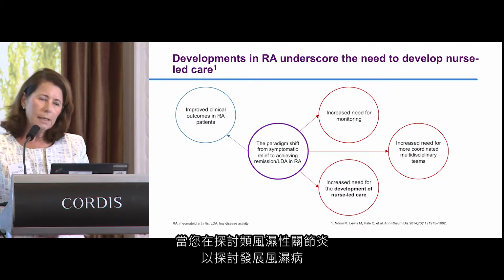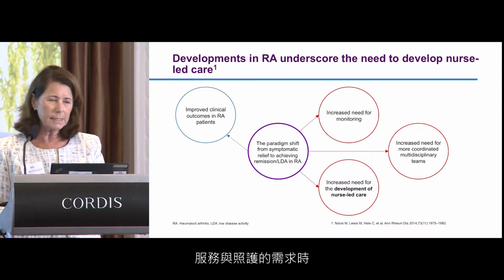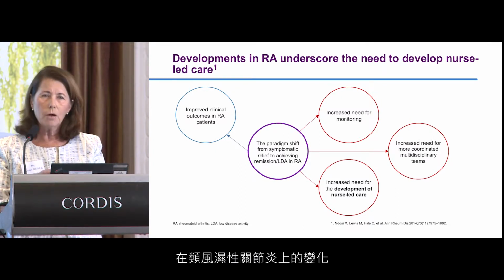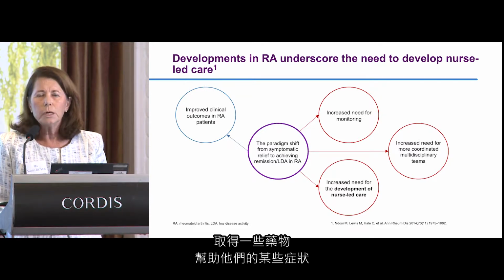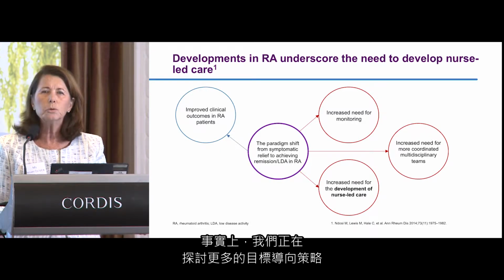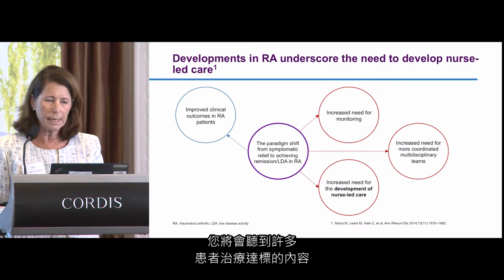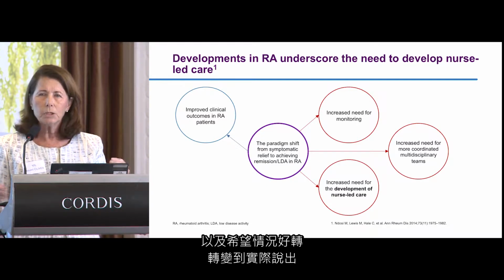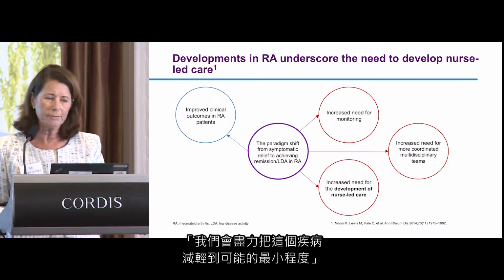And when you look at RA and you look at the needs to develop the rheumatology services and care, you can see that this big paradigm shift, this shift in rheumatoid arthritis being not just about them coming to clinic and getting a few drugs to help some of their symptoms, we are actually now looking at a much more targeted approach. And you're going to hear a lot about treating the patient to target now. It's a big shift from just helping their symptoms and hoping things will get better to really saying we are going to reduce this disease to the lowest possible level we can.